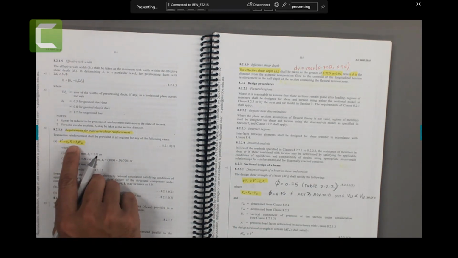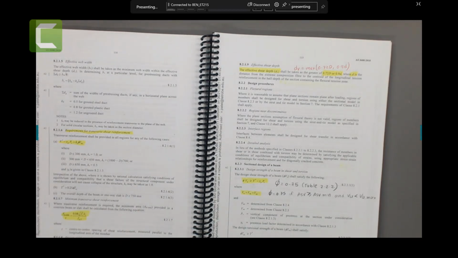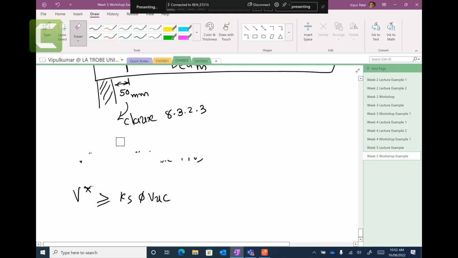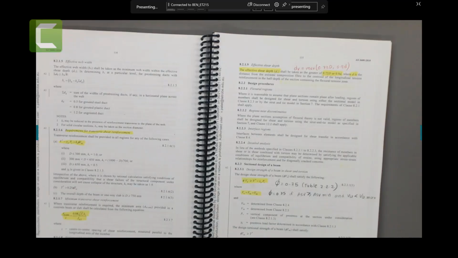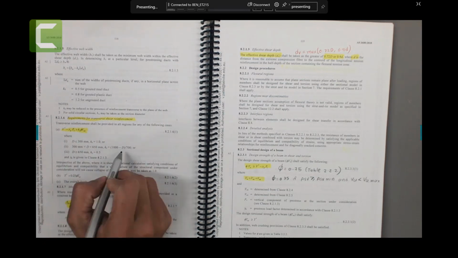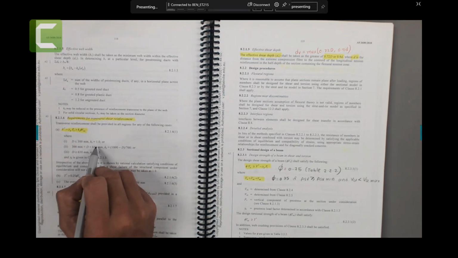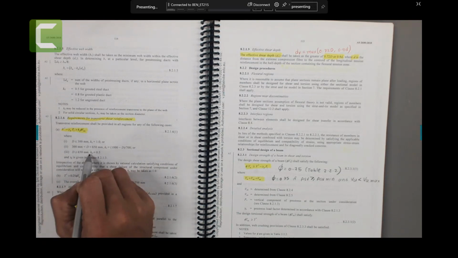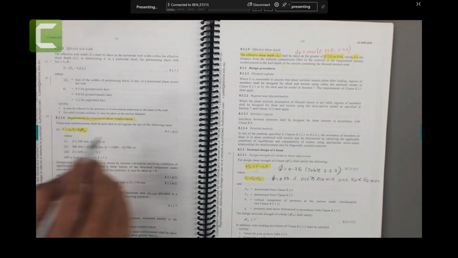V star greater than Ks times 0.5 VUC. Just close this. And where is it given? It is given here. This is 0. So V star greater than Ks 0.5 VUC. Ks we can find because your depth is 650, or we can take Ks because D is greater than or equal to 650. So we can take Ks equal to 0.5.